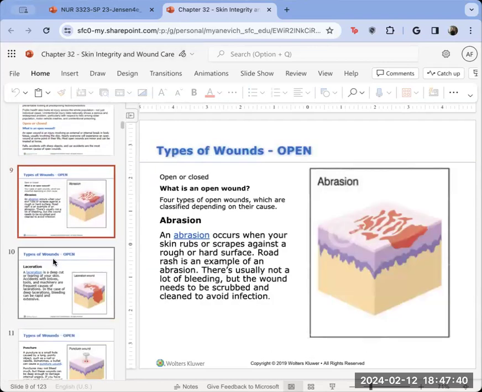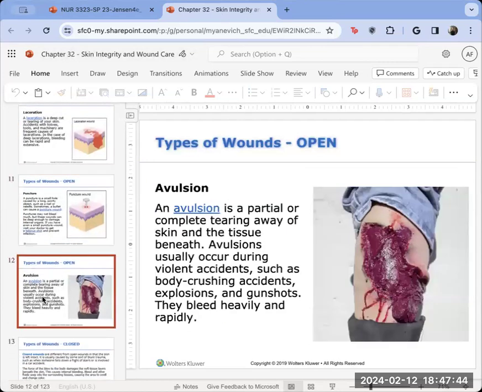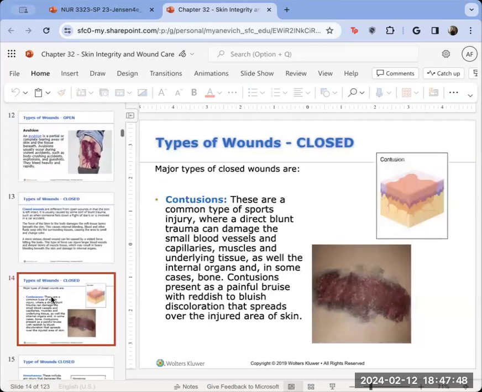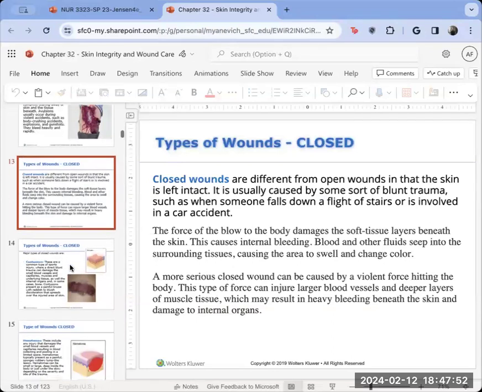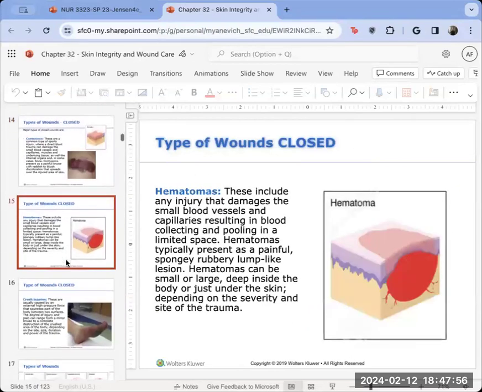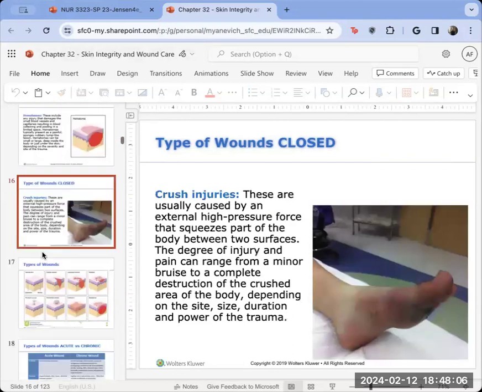Trying to get to the nursing stuff. So, regardless, I don't know if they're going to ask you about the types of wounds. I never was asked the types of wounds, so I'm going to skip over that for now. I would just know that hematoma is another way of saying a bruise, where blood pools under the skin. That's what a bruise is.